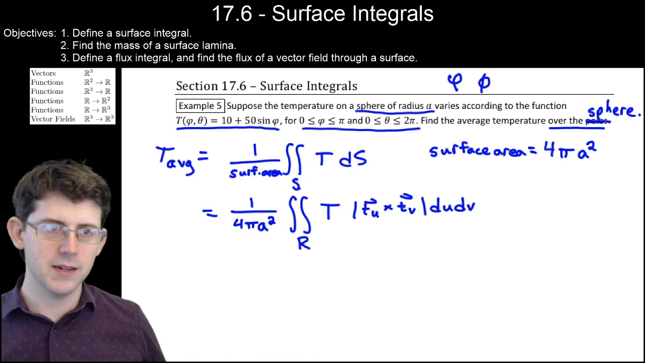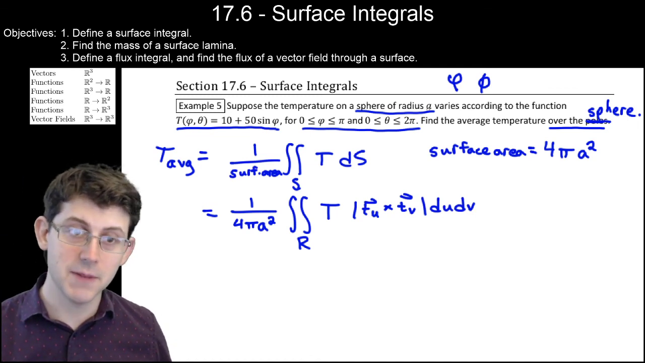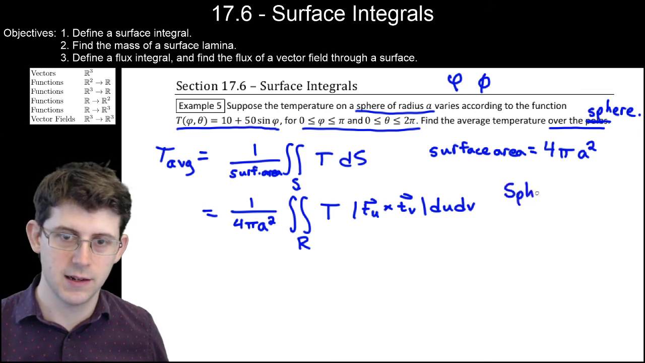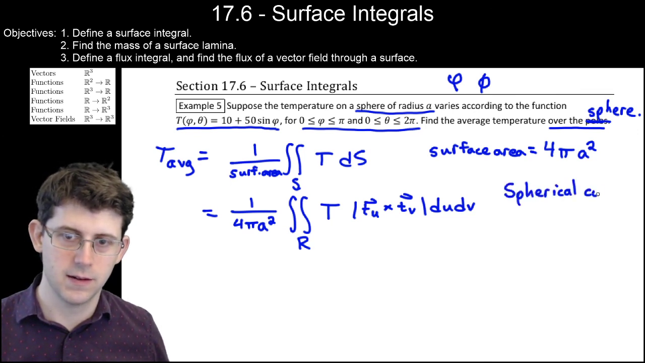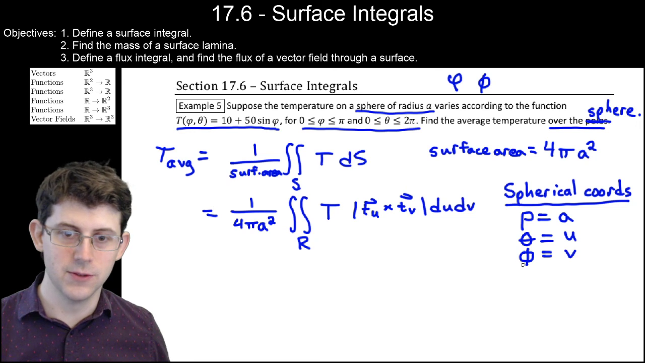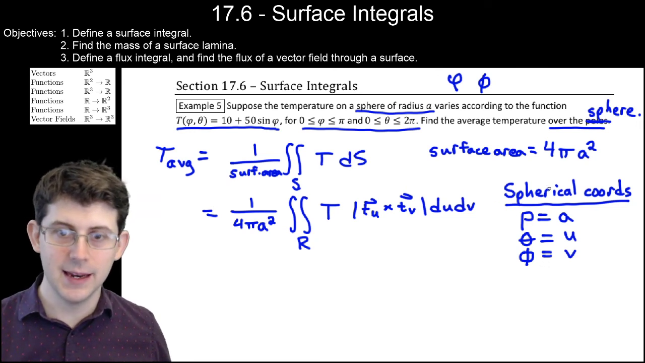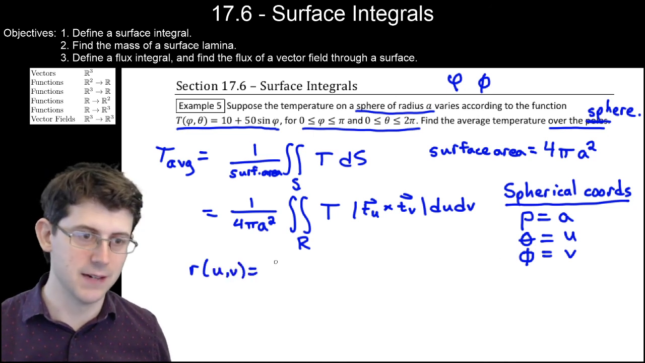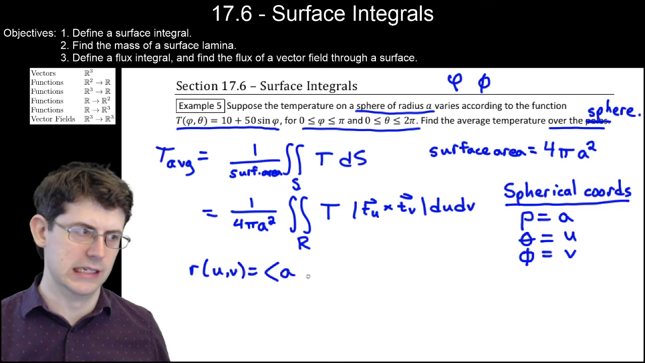Okay, well, what are going to be my u and my v here? Since I'm talking about a sphere of radius a, I'm going to think spherical coordinates, where the radius of the sphere is a, and then I have theta and phi. I'll just let theta be u and phi be v. And then my parametrization r of u, v is the standard spherical parametrization of a sphere, which we figured out before.